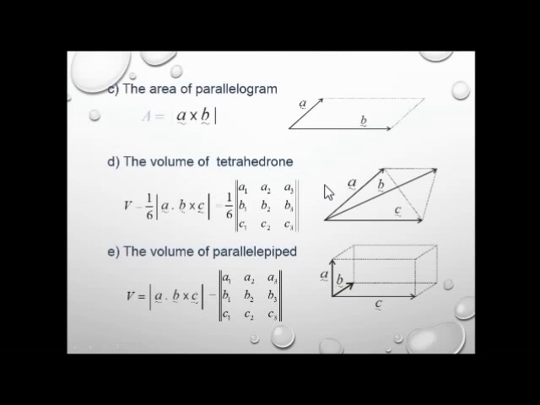The volume of a tetrahedron and a parallelepiped can also be calculated. The volume of a tetrahedron having three vectors is given as 1 by 6 into A dot B cross C. For finding A dot B cross C, just go with the determinant form of the matrix given A1, A2, A3, B1, B2, B3 and C1, C2, C3. 1 by 6 of A dot B cross C gives the volume of the tetrahedron. The volume of the parallelepiped is given by the triple product, that is A dot B cross C.